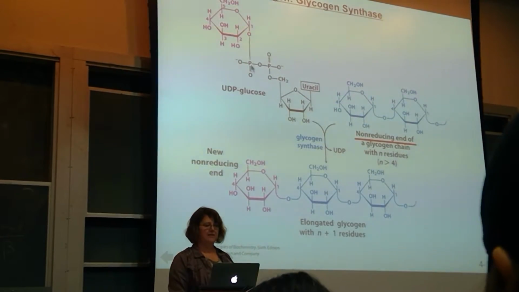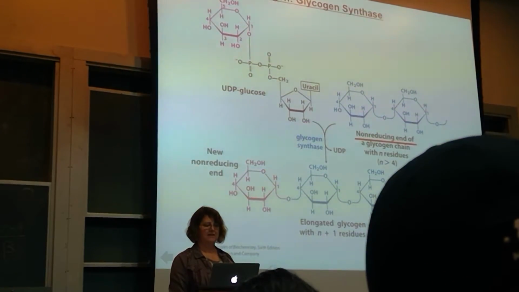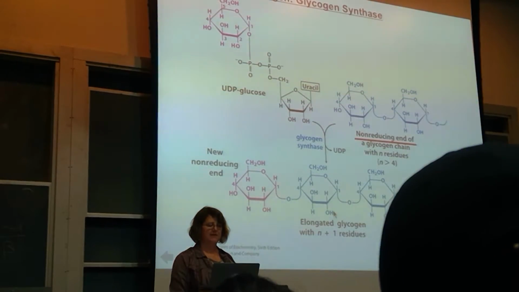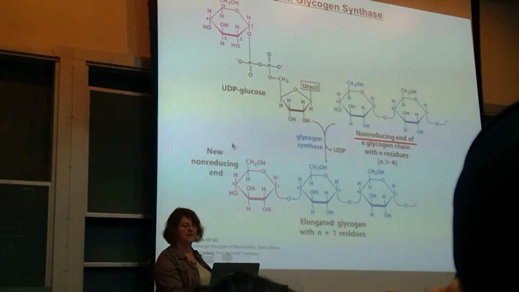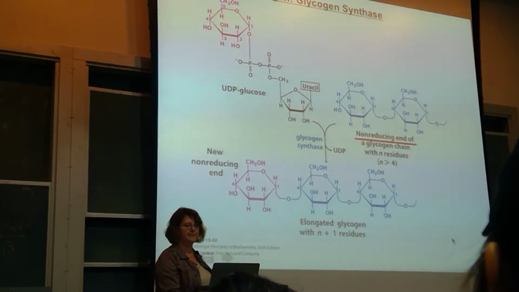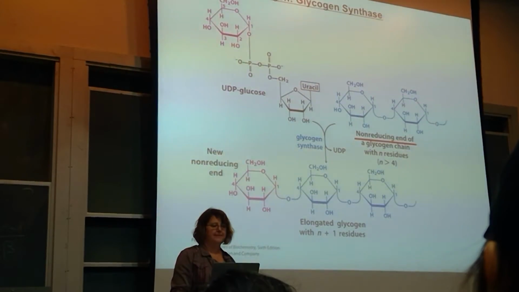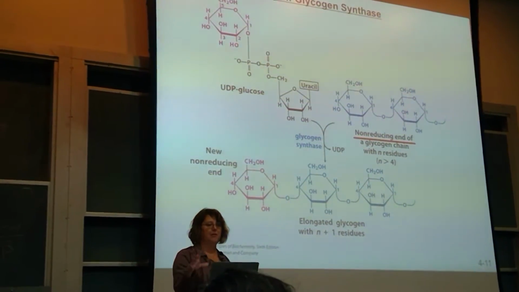So here, with glycogen synthase, you're elongating this. Every time you go through this, you're elongating with N+1 residues. So this is coming in, and you're adding the sugar here, and you're releasing the phosphate. For this part, I'm not stressing the reaction mechanism, but the regulation.